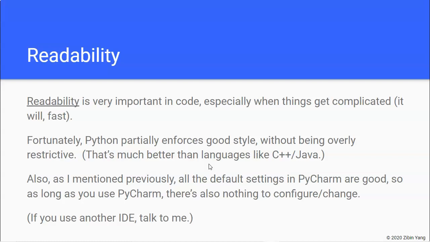Now, the good thing about Python as far as coding style or readability is concerned is that Python, the language itself, actually forces you to use good style without making it particularly tough. That's actually a whole lot better than languages like C++ or Java, for those of you who are familiar with them. So I am going to give you a quick example of what I mean by that.